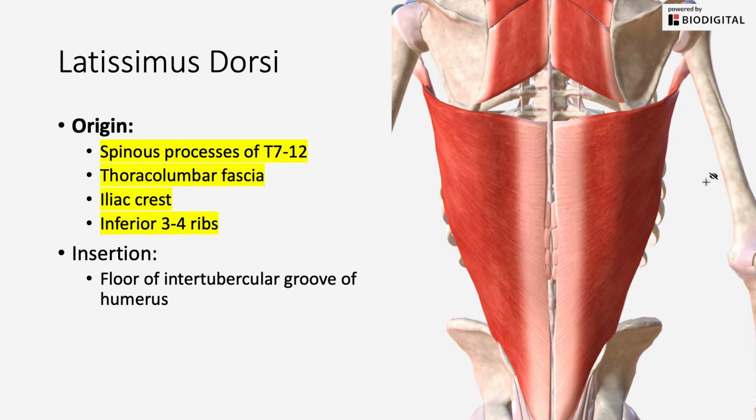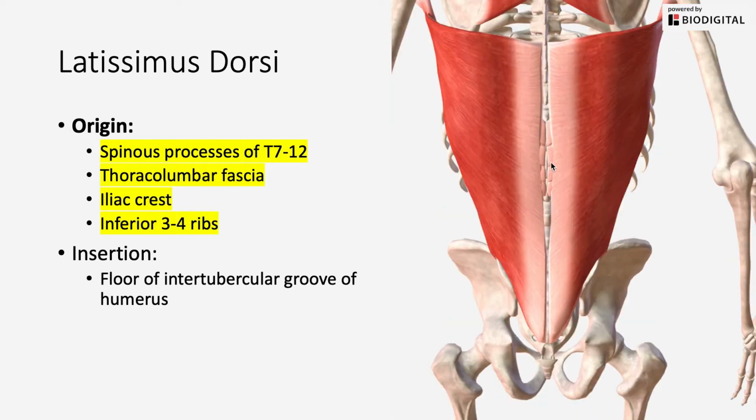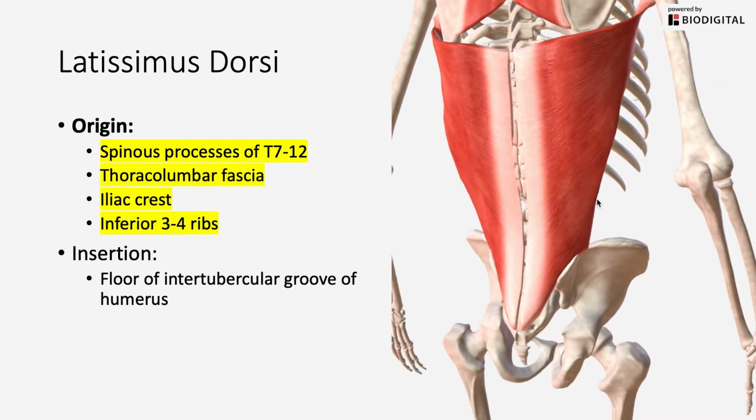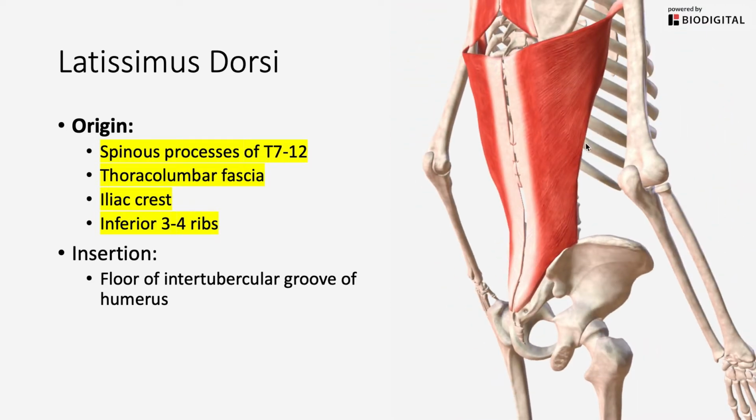So you are going to see your latissimus dorsi, which originates from the spinous processes of T7 to T12, and then it's going to attach or blend in with your thoracolumbar fascia, which is not really shown here. But your thoracolumbar fascia then will blend into your iliac crest, and the latissimus dorsi will attach to your iliac crest, and then the inferior 3 to 4 ribs, it will have attachment sites on there. So you can see down here, that's where it's going to attach as well.